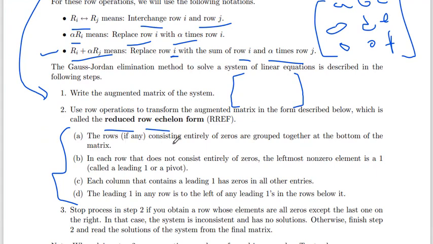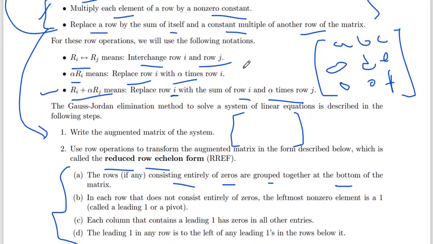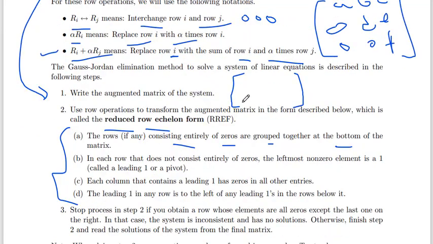The rows, if any, consisting entirely of 0s are grouped together at the bottom of the matrix. If there is a linear equation in which all the coefficients of x, y, z are 0, then we will transfer it to the bottom of the matrix, the last row. If an all-zero row is in between, like the second row, we will swap this second row with the last row. Okay, first step.